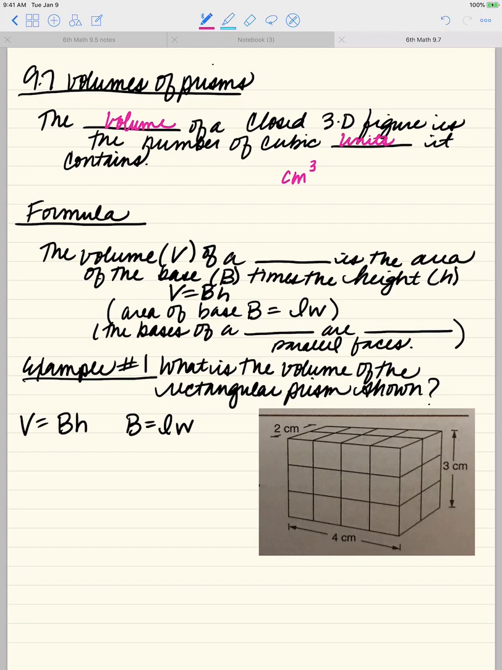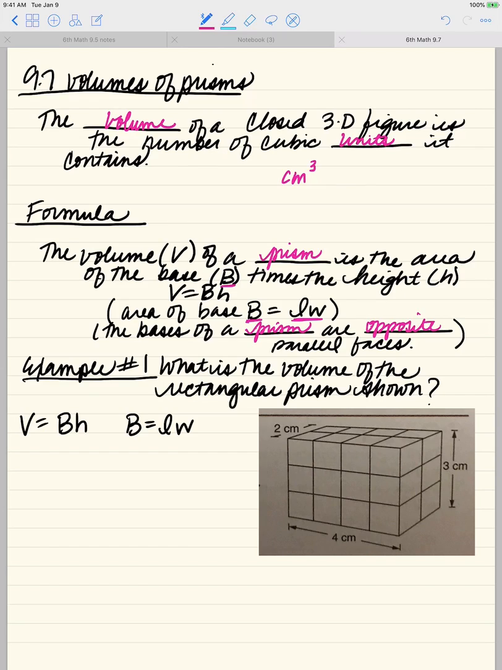And we have a formula for the volume of a prism. So the volume, capital V, of a prism is the area of the base. Now notice that that is a big B, not a little b, and that makes a difference. So it's the area of the base times the height, okay? And the area of the base, big B, is equal to L times W, okay? The bases of a prism are the opposite parallel faces in the prism, okay?